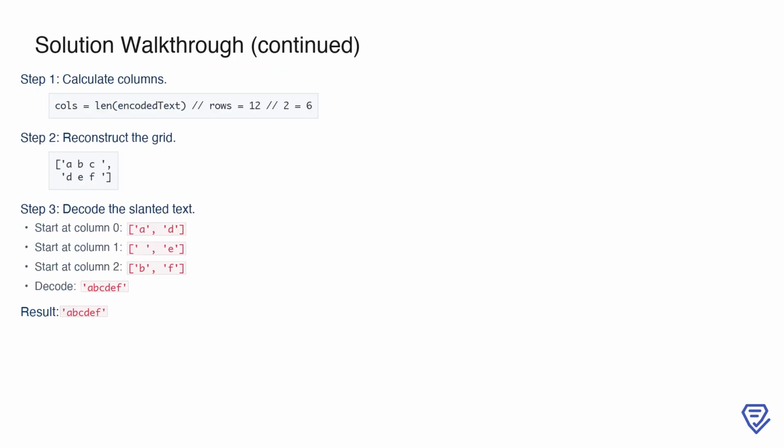In the second example, we decode the ciphertext ABCDEF using 2 rows. First, we calculate the number of columns by dividing the total length of the text, which is 12, by the number of rows, resulting in 6 columns. Then, we reconstruct the grid by dividing the text into rows of this column length. The grid becomes 2 rows, ABC and DEF.